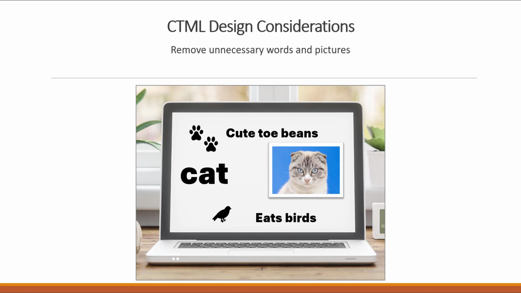Reduce cognitive load by removing unnecessary words and pictures. This method guides the learner to the most important information to pay attention to, reducing the intrinsic load of the material.